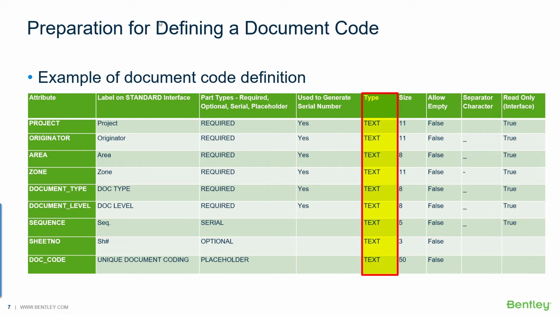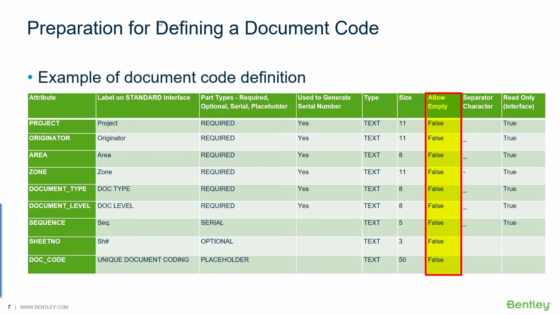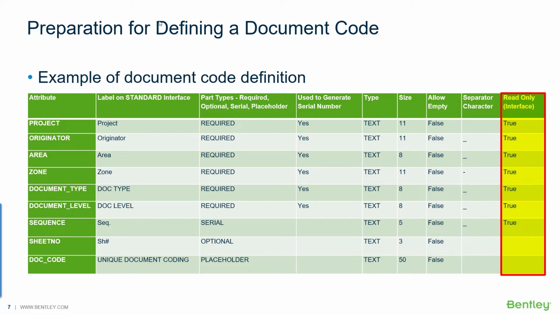The table identifies the type of attribute, the size of the attribute, whether the attribute is allowing null or empty characters, the character to be used to separate the part, and we also identify if the user is allowed to make a change to the attribute. Normally, this would be read-only on the interface to ensure the users use the document creation wizard for entering codes.